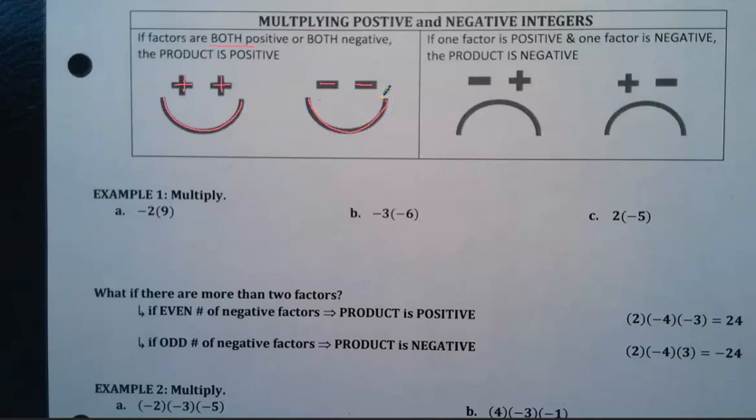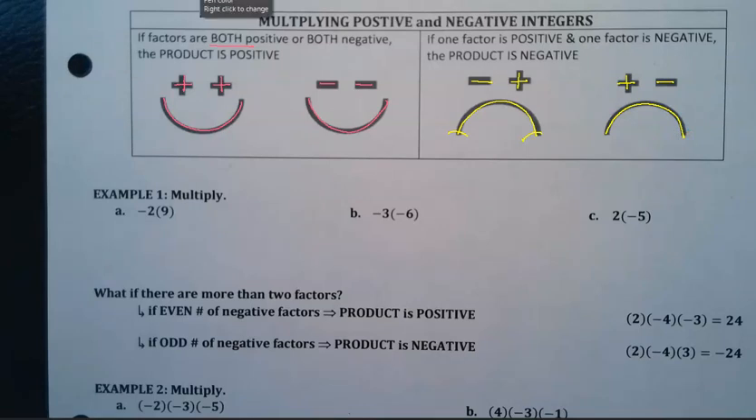Now the opposite of that would be if one factor is positive, so in this first one, right, we have a positive, and the other factor is negative, then the product is negative. So he's got a sad face, he's got a negative. On the other one, if you have a positive come first and then the negative, the order doesn't matter, it's still a negative answer. Okay.